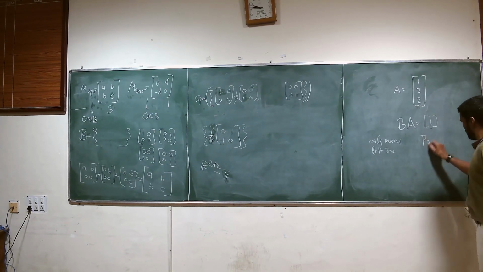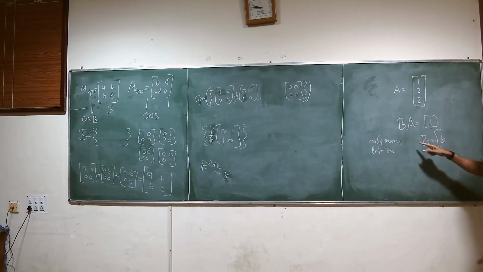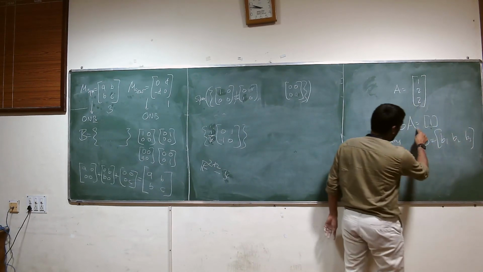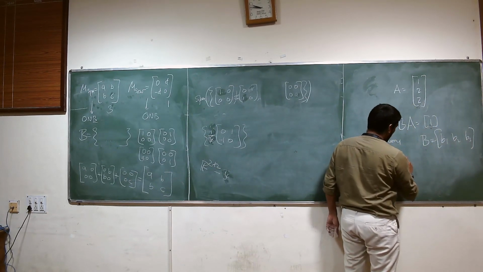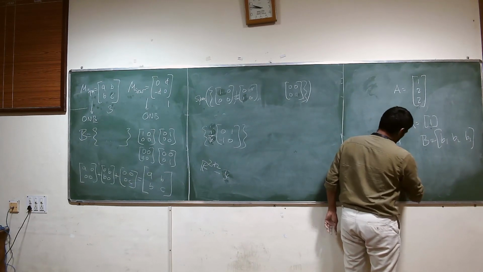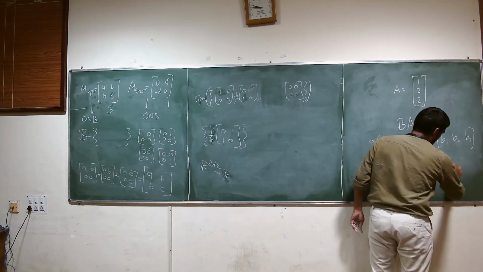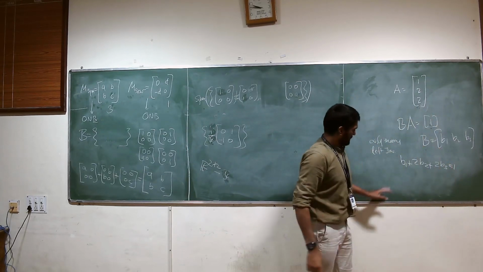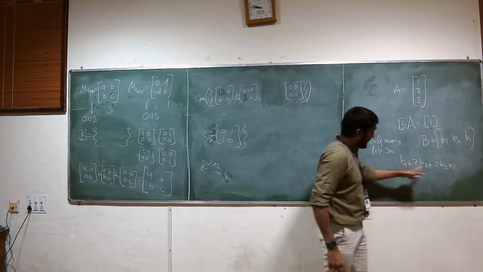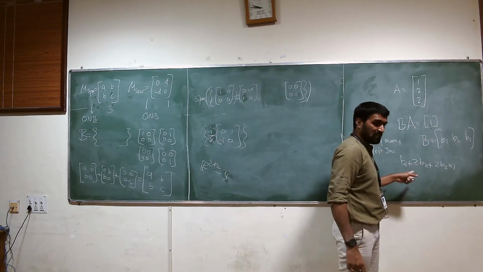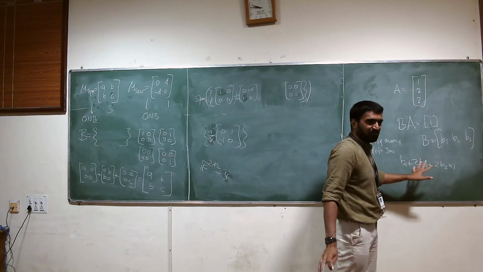Okay, let's just do this. Let's say, how many elements does B have? Three. Let's call it B1, B2, B3. And if B into A is to give me 1, then that means B1 plus 2 B2 plus 2 B3 equals 1. There are three unknowns, one equation. So two of them are to be free variables, right?